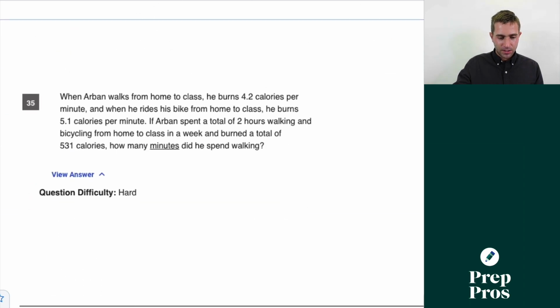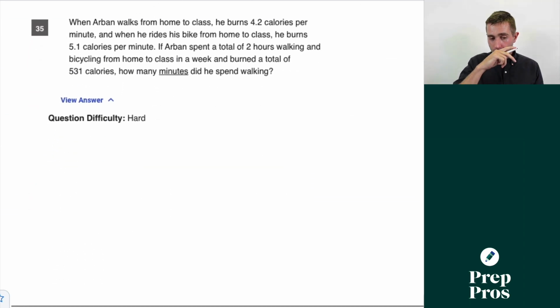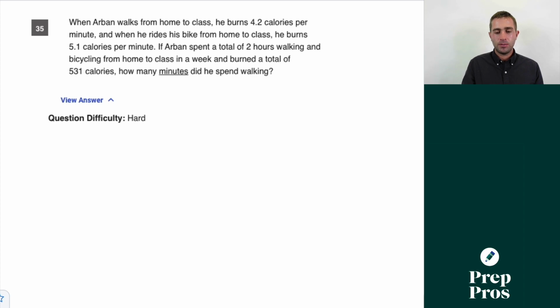All right, question 35. When Arvin walks home from class, he burns 4.2 calories per minute. And when he rides his bike from home to class, he burns 5.1 calories per minute. If Arvin spent a total of 2 hours walking and bicycling from home to class in a week and burned a total of 531 calories, how many minutes did he spend walking?